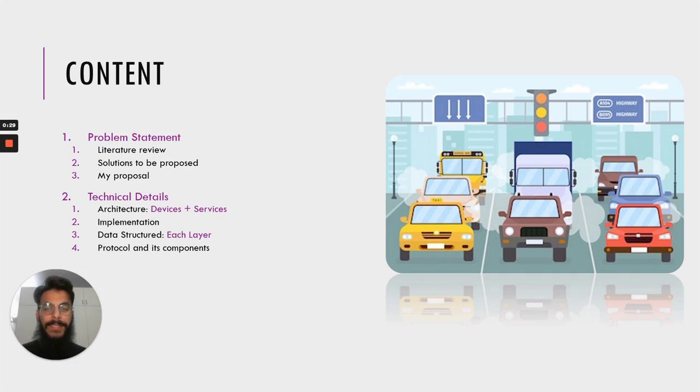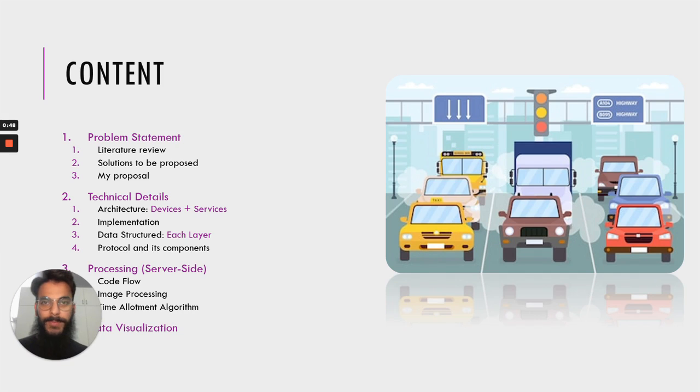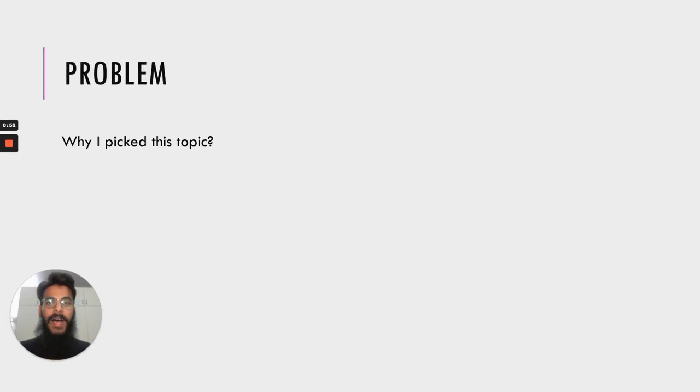The second step, we will discuss the technical details, for example the data structure and the implementation. Then we will discuss how our backend service processes the data, and how I visualize the data of this proposal. And in the end, of course, the possible improvements. So let's start with why I picked this problem.